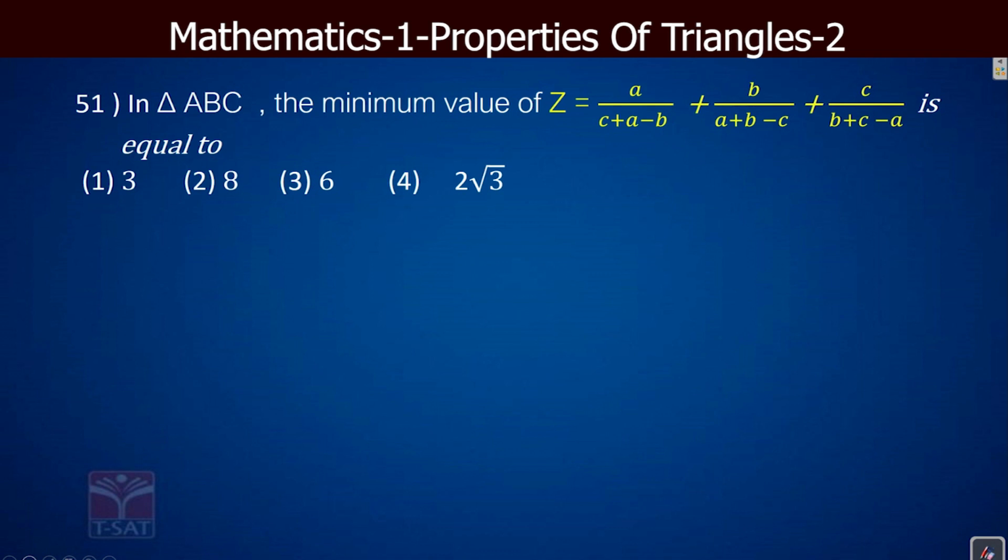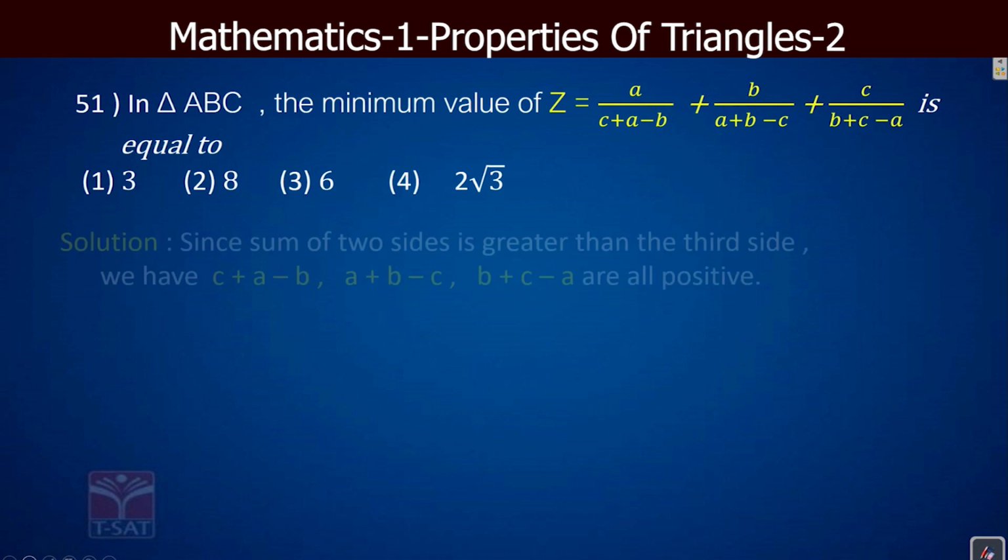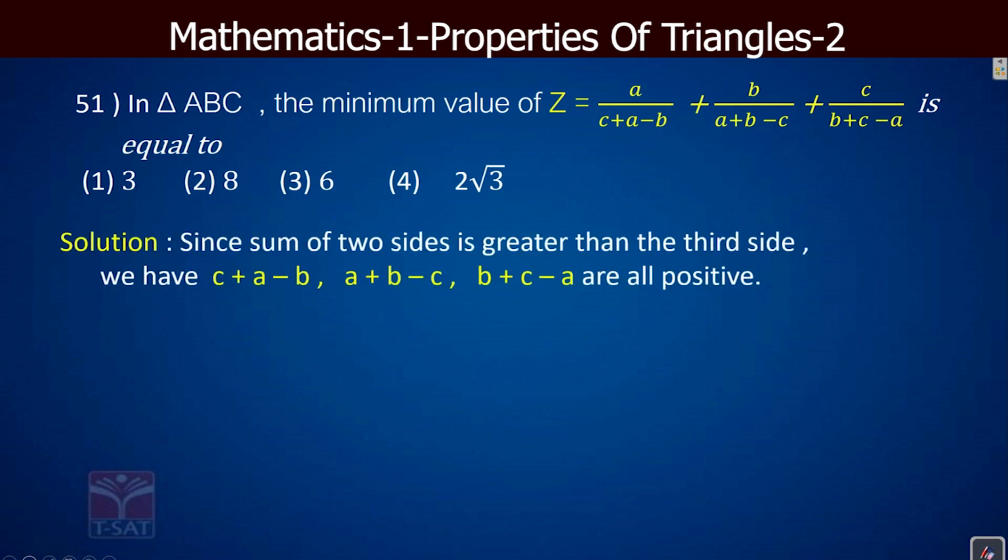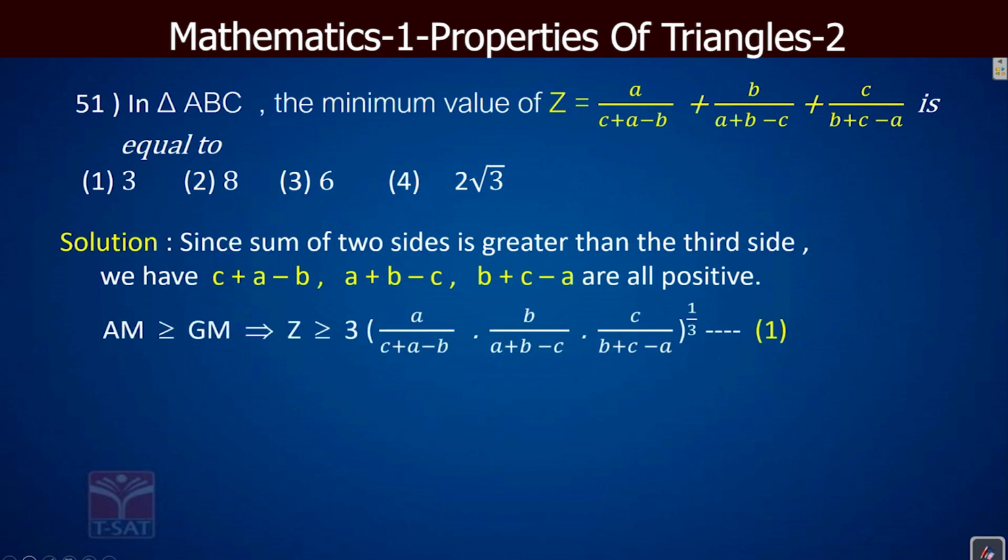Now, since the sum of two sides is greater than the third side in a triangle, we have c+a−b, a+b−c, b+c−a are all positive reals. So by AM-GM, z is greater than or equal to 3 into [a/(c+a−b) into b/(a+b−c) into c/(b+c−a)] whole to the power of 1/3.